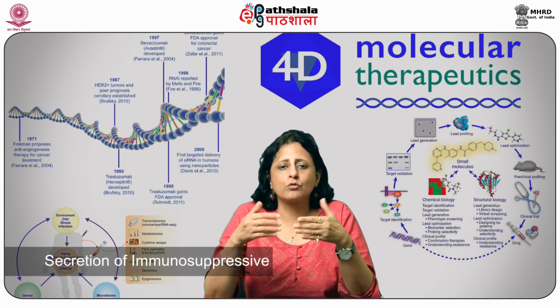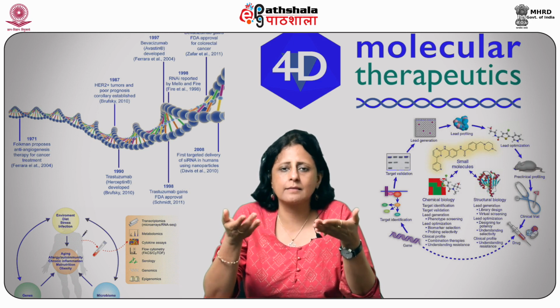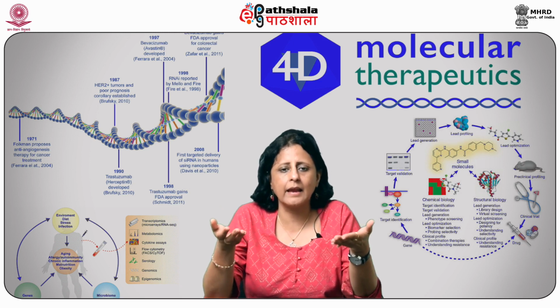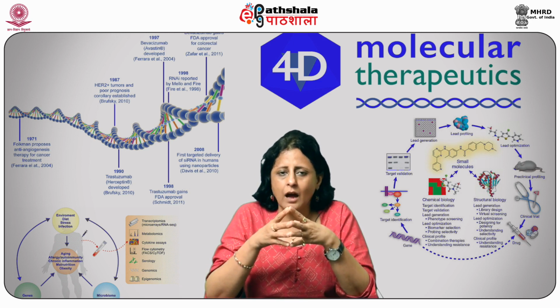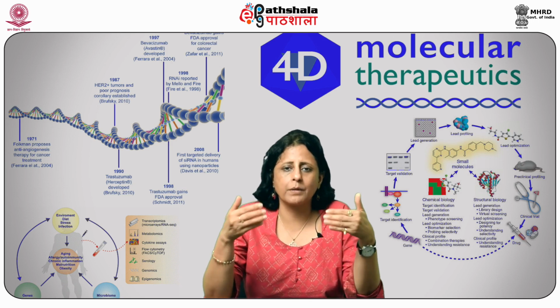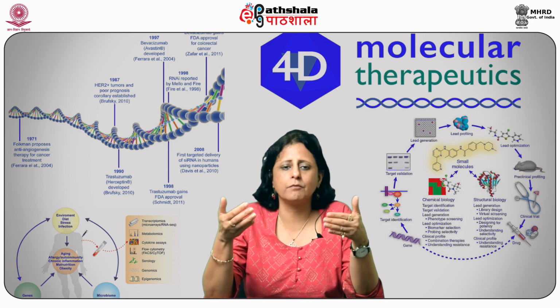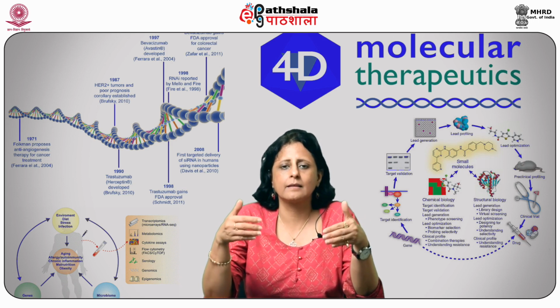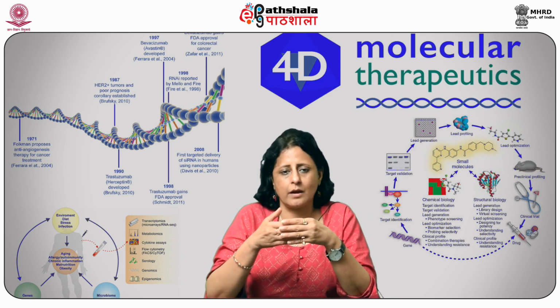Secretion of immunosuppressive cytokines is one of the mechanisms by which cancer cells escape, such as transforming growth factor beta, interleukin 6, or VEGF, which are more present in the cancer cell mass. That is the mechanism where the cancer cell makes its escape through these cytokines.